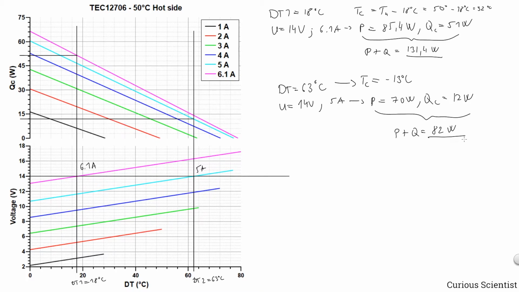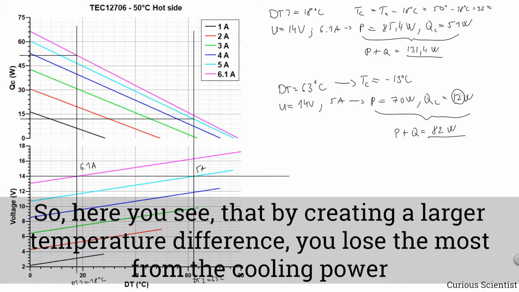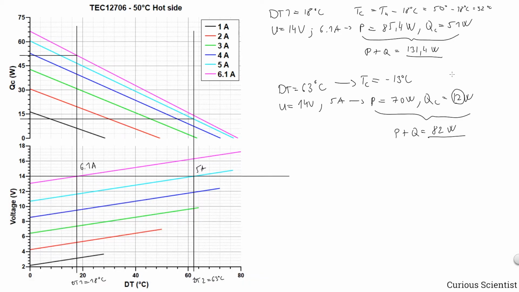So this is much lower, 50 watts lower than the previous. And most of this 50 watts comes from the difference between the cooling power. So the cooling power differs by 39 watts. 39 watts, and that's a huge amount. So what you can see here in the demonstration is exactly the thing that I always try to emphasize in my videos or in my comments.